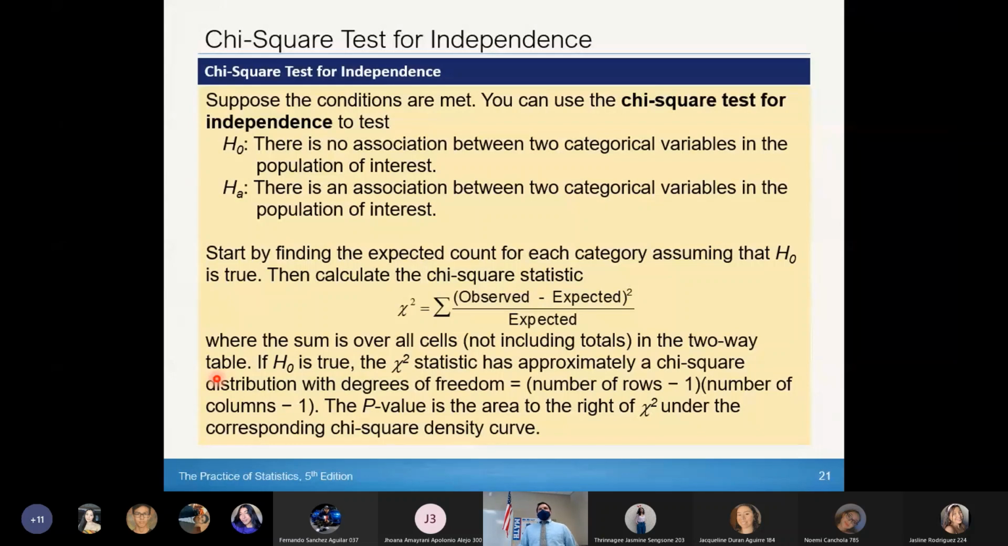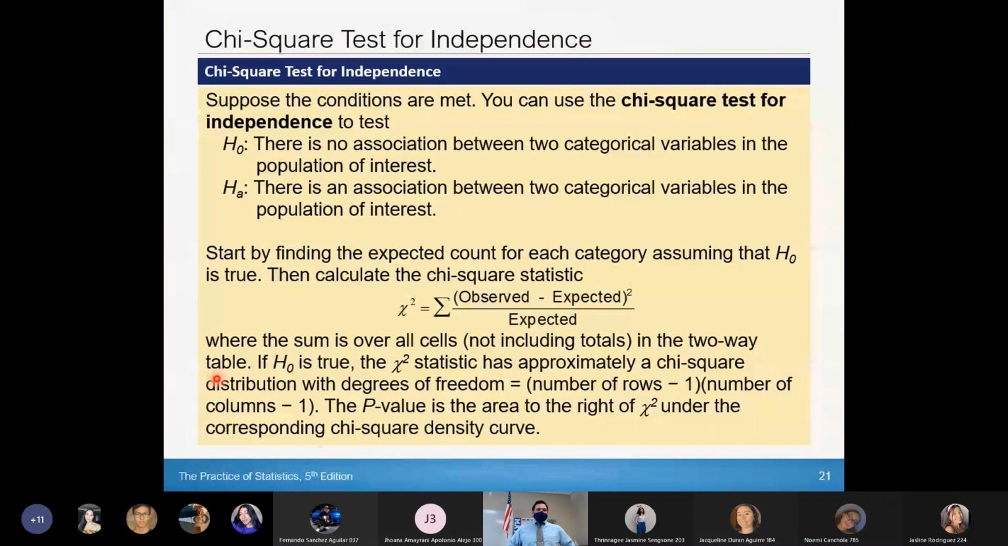And this is the basic rundown on how to do the chi-square test for independence. Suppose the conditions are met. You can use the chi-square test for independence to test the null hypothesis: there is no association between two categorical variables in the population of interest, versus the alternative: there is an association between two categorical variables in the population of interest.